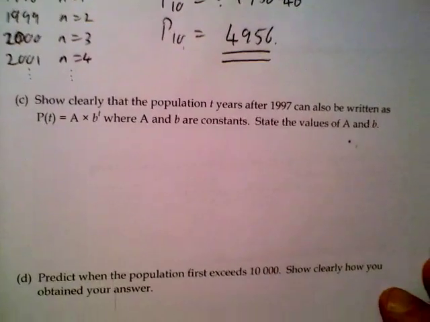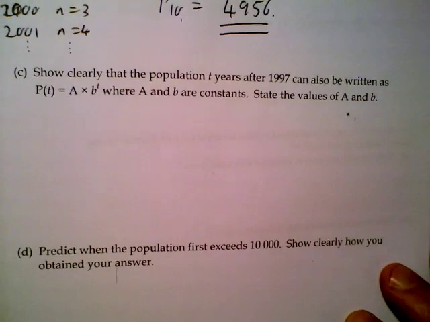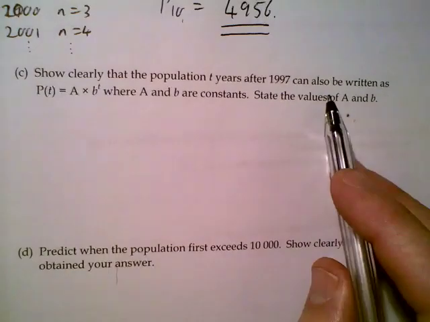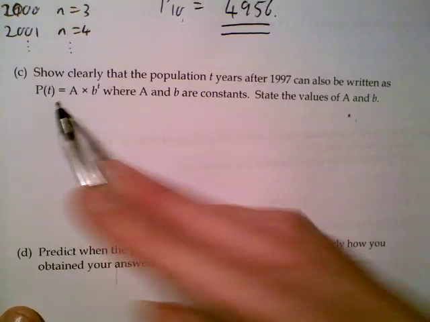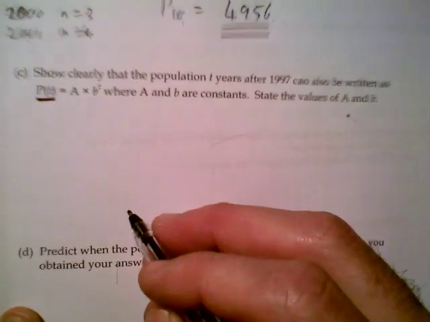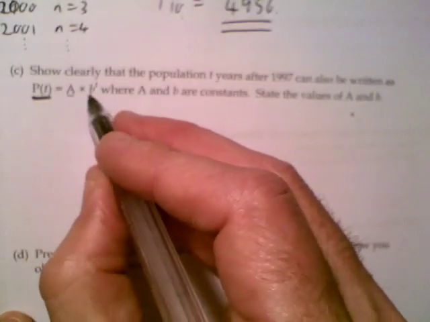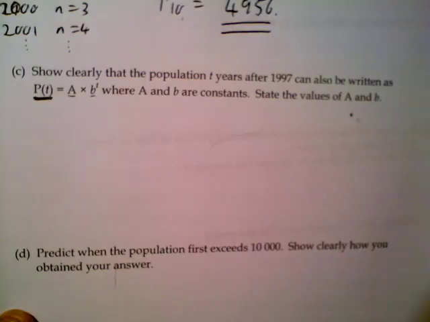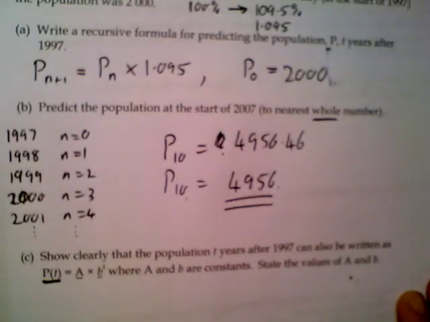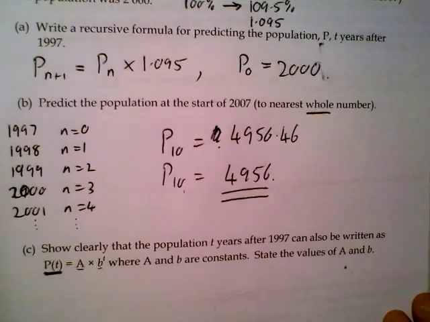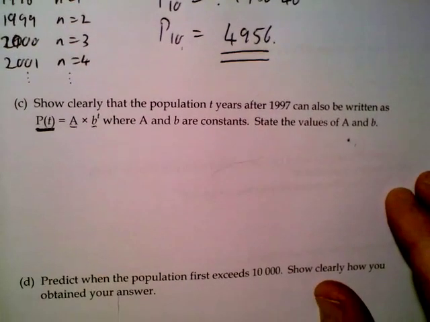Next question here. It says, show clearly that the population T years after 1997 can also be written as P(T). They've got this function notation here, but that's fine. And really all you need to do is work out what's this A and this B value. And this is really a general rule, so different to our recursive rule up here. Here we've just got a general rule where we can jump to any value.